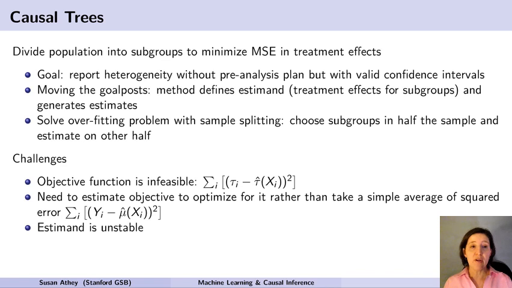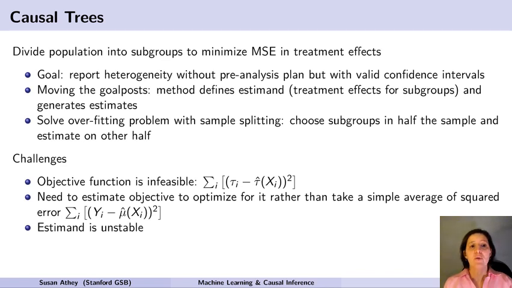Now that we've reminded ourselves what regression trees and classification trees look like, we can now consider how to apply these ideas to estimate heterogeneous treatment effects. And in particular, our goal is going to be to divide the population into subgroups in order to minimize the mean squared error of treatment effects. So how will we use the causal tree? What kind of problem is it intended to solve?